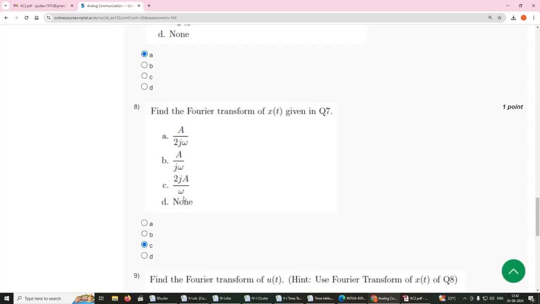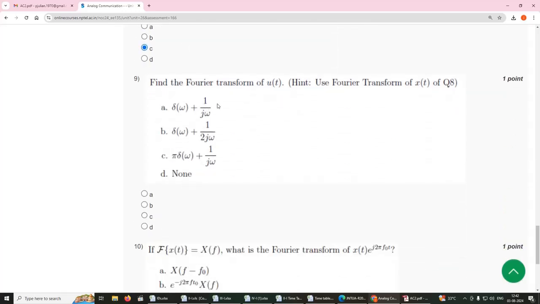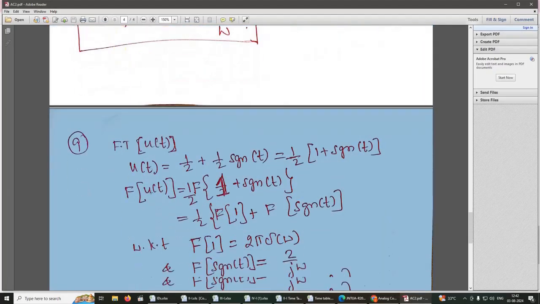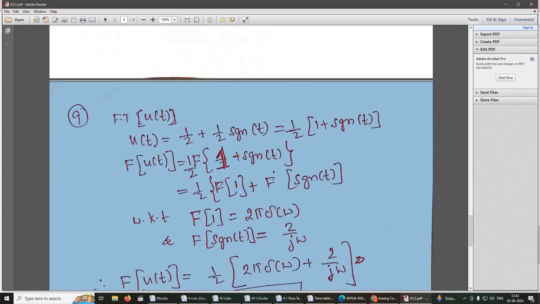Ninth question: find the Fourier transform of u of t. It's a similar one. You can see u of t can be defined as 1 by 2 plus 1 by 2 signum function. You take 1 by 2 common, it becomes 1 plus signum function. And the Fourier transform, 1 by 2 is taken outside, the Fourier transform of 1, and you try to find the Fourier transform of the signum function.